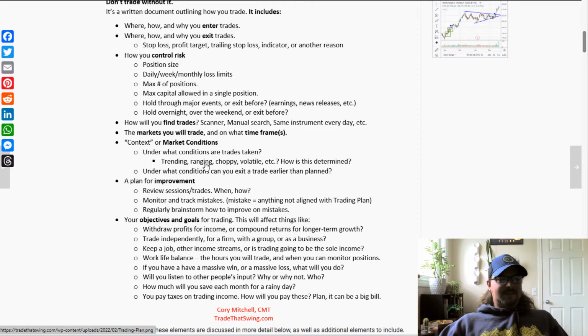Context. This one gets left out a lot, and it's basically, under what market conditions do you trade, or do your strategies work the best? So under what conditions are you going to take trades? So you may have an entry rule that says, when the price crosses above a moving average, buy that trade. But you might want to also have some other things that tell you, when does that tend to work best? Maybe it's looking at overall volatility, or a longer term moving average to say that the price is actually trending.